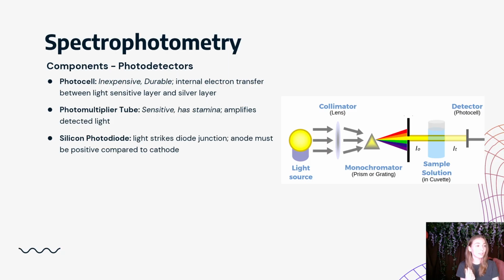These are great because even though they're made of silver, they're very inexpensive because it's not a lot of silver, it's a very thin layer. They're also very durable. They can take a lot of hits, and they can last a long time. They're great. The other option that we have is a photomultiplier tube.